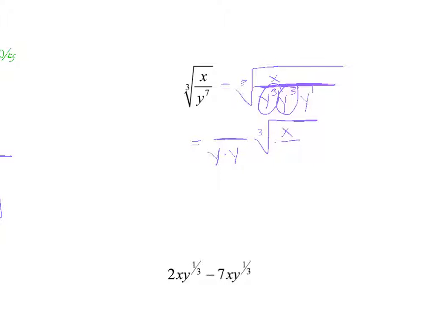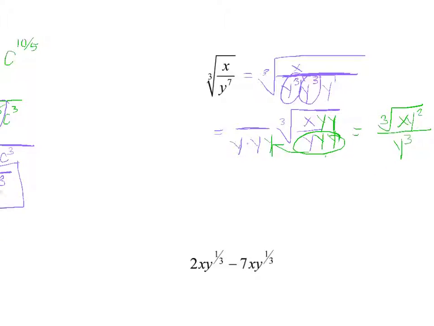So now I have x over y. I need 2 more y's to rationalize this, so I need to multiply by 2 more y's on top and bottom. And so now on the top, I'm going to have the cubed root of xy squared. On bottom, I have that grouping that can come out, and it'll join those guys. And so now I have y cubed on bottom, because I already had 2, and I added a third one after I rationalized.